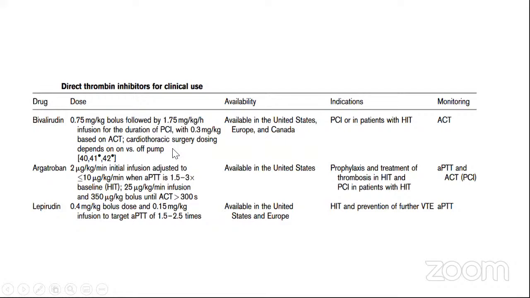For cardiac surgery, obviously this dose becomes higher and is targeted with the ECT, okay? Argatroban, this is the dose: 25 mics per kg per minute infusion. And you can give a 350 mics per kg bolus until the ECT is, at least, as we said before, safely more than 300 seconds. And for bivalirudin, you need to give a 0.4 milligram bolus and 0.15 milligram per kg per hour as an infusion, and you target the ECT. So the two that we use most are bivalirudin and argatroban.